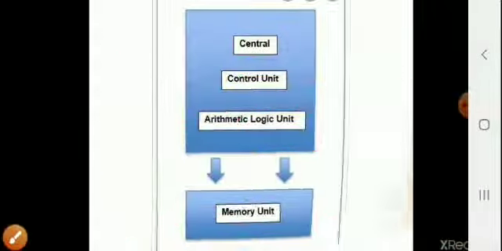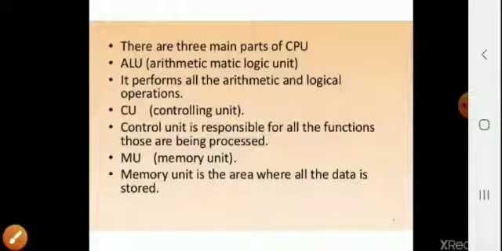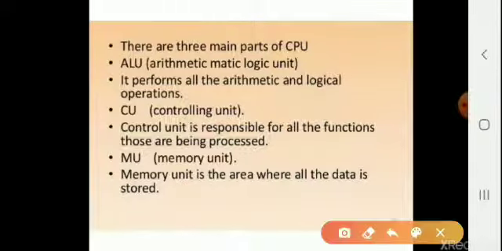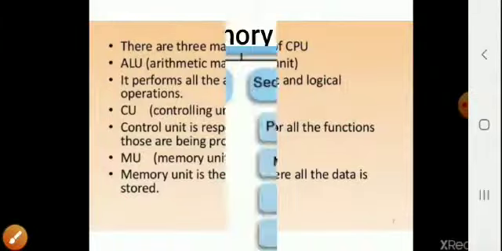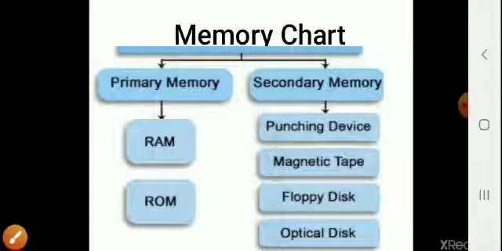Dear students, hope you have understood. Now moving forward, there are three parts. In conclusion we can say the ALU performs all the arithmetic and logical operations, the CU controls, and the MU is the area where all the data is stored. Very simple it is.